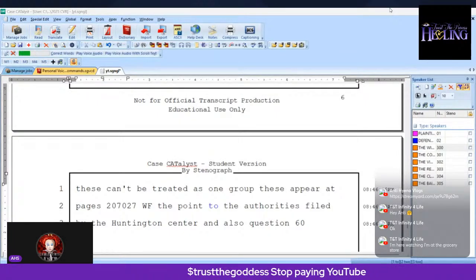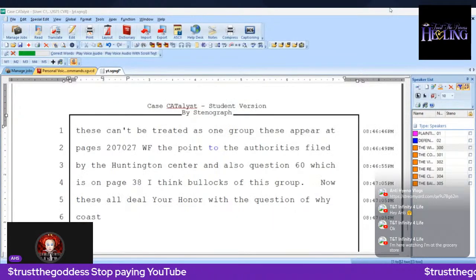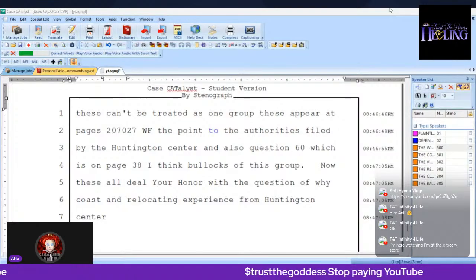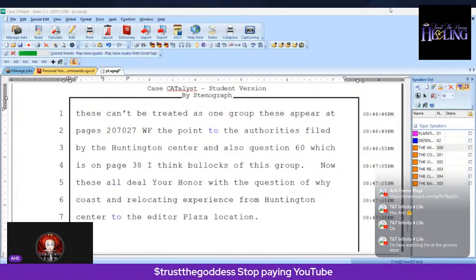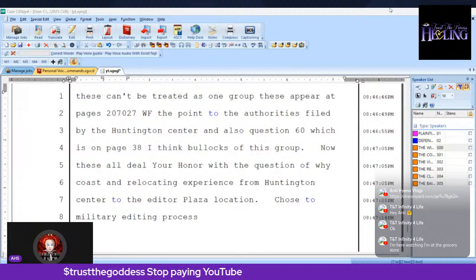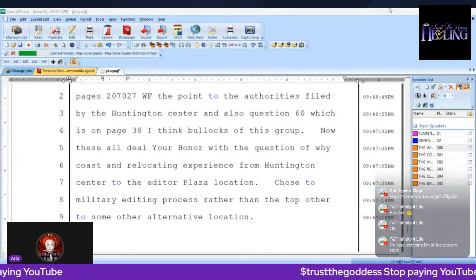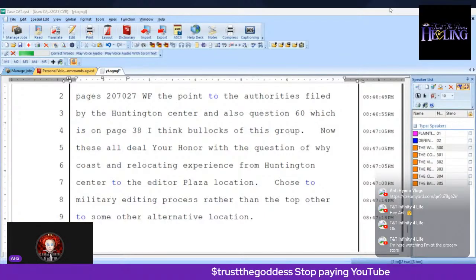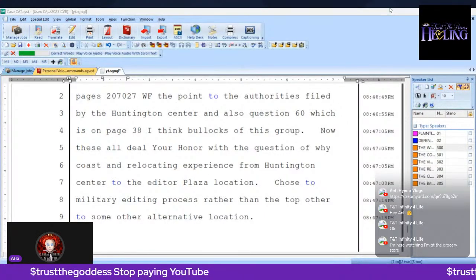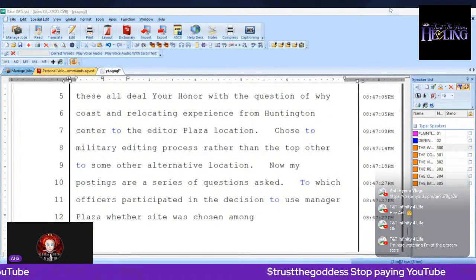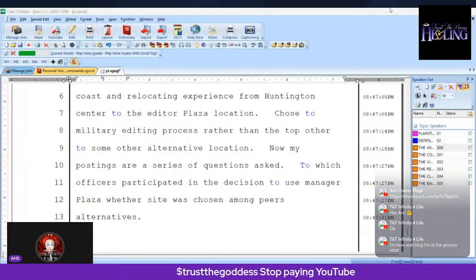Now, these all deal, Your Honor, with the question of why Coast, in relocating its branch from Huntington Center to the Edinger Plaza location, chose to move to Edinger Plaza rather than to come to some other alternative location. Among those things, there are a series of questions asked as to which officers participated in the decision to use Edinger Plaza, why that site was chosen among various alternatives, and Mr. Penwell's conversations with officers as to why that site was chosen.